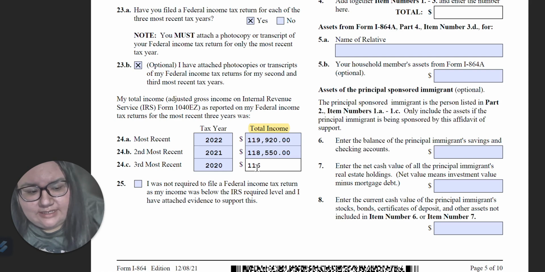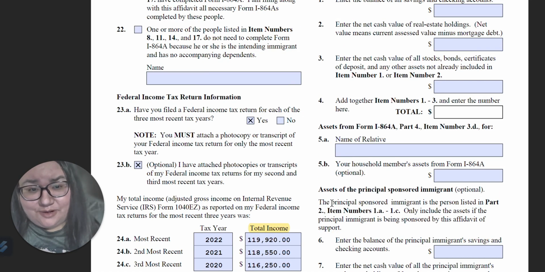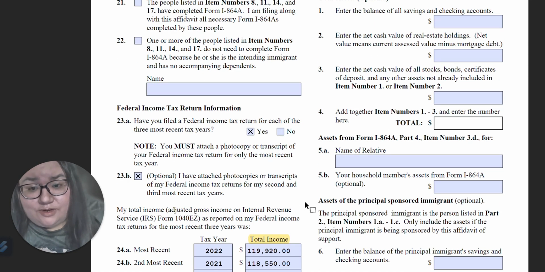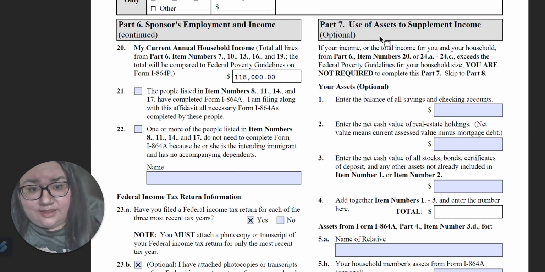And then that's pretty much it for someone whose income is enough to meet the requirements. The next part is about assets, adding assets to your income. You don't need to overcomplicate the 864. Even if you have plenty of assets, don't add them on if your income on its own is enough to meet the minimum income requirements. So in our scenario, 118 is more than enough. So we're going to skip this whole section about assets.